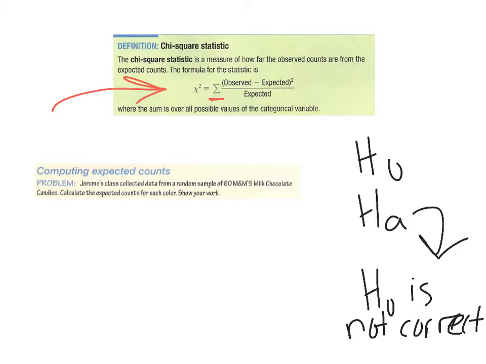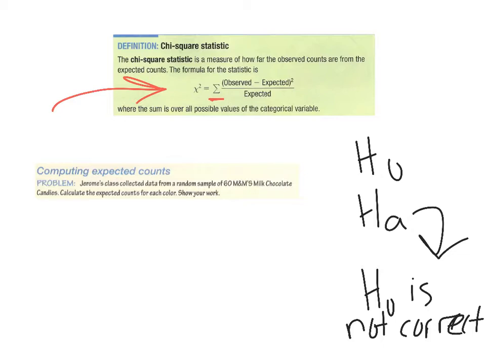For the M&M example, we would need to do, for blue, observed minus expected squared divided by expected for blue. Observed green ones minus expected green ones squared divided by expected green ones. And we would do that for brown, red, orange, yellow. We would need to do that for every single color that we had.